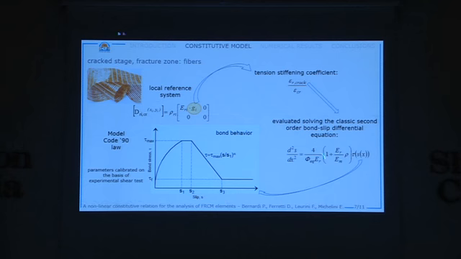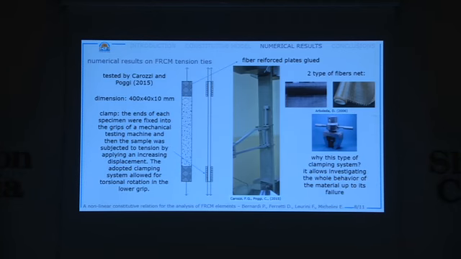For the bond law, we took the Model Code law after calibrating these parameters on the basis of experimental shear tests. So we have these two stiffness matrices of the mortar and of the fiber grid in the local reference system. We translated them back into the global reference system, and then we can obtain the crack stiffness matrix. To validate the effectiveness of this constitutive model, we made some comparisons with experimental tests.